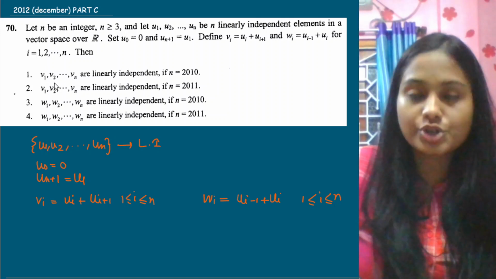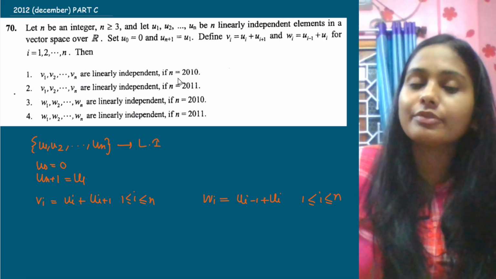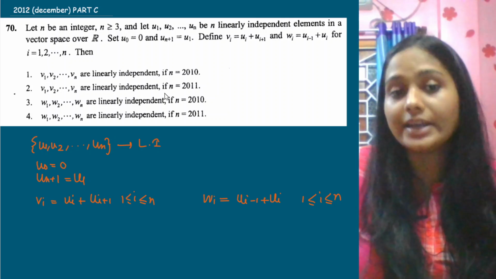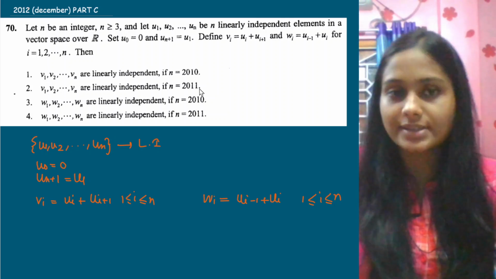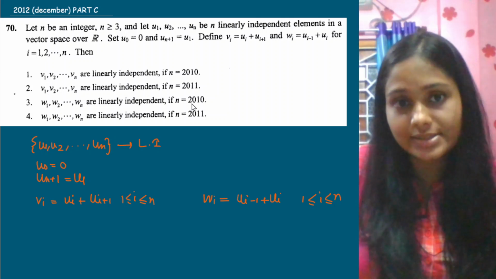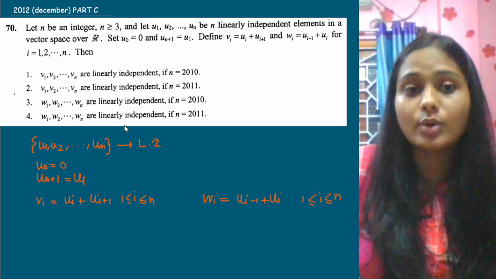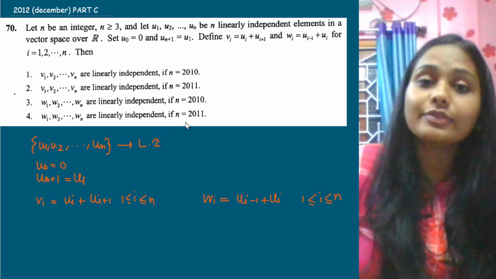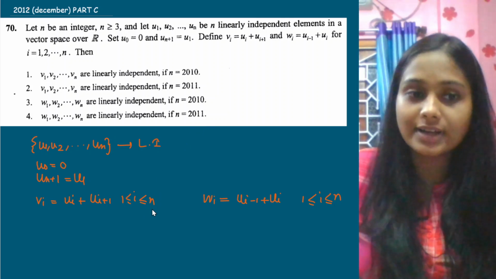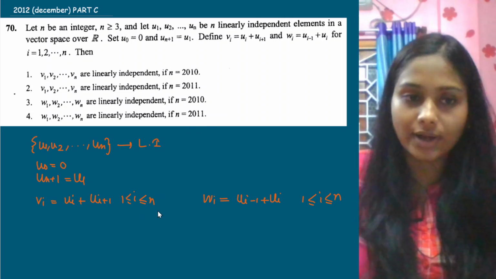So in option 1, v1 to vn are linearly independent if n equals to 2010. Option 2, vi's are linearly independent if n equals to 2011. Option 3, wi's are linearly independent if n is 2010, and option 4, wi's are linearly independent if n is 2011. So first let us see what are vi's and wi's.